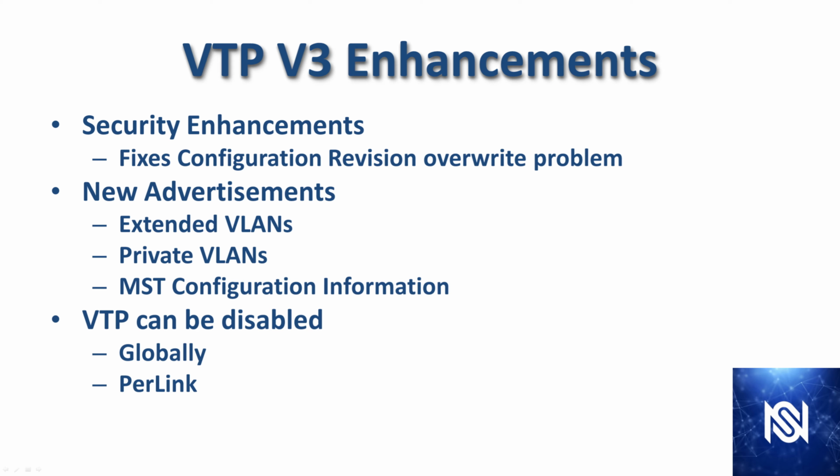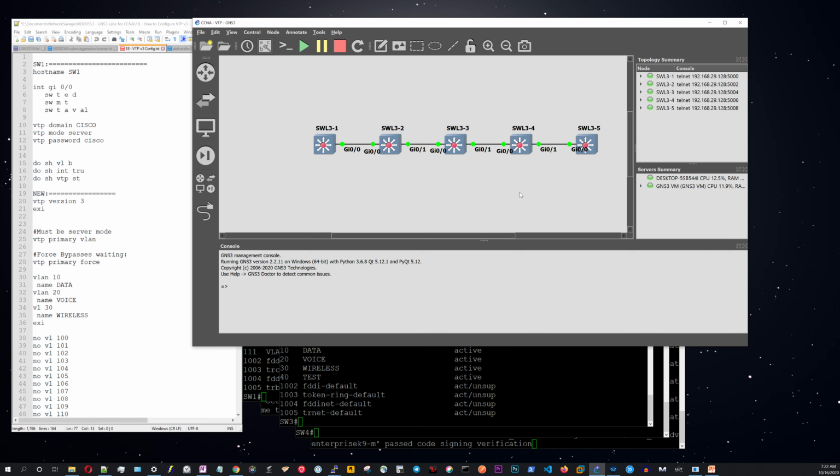And on version 3, VTP can also be disabled both globally, meaning that the switch would not run VTP at all, or on a per link basis if you wanted to run VTP on some of its interfaces and not others. All right, so now we are out here on GNS3.